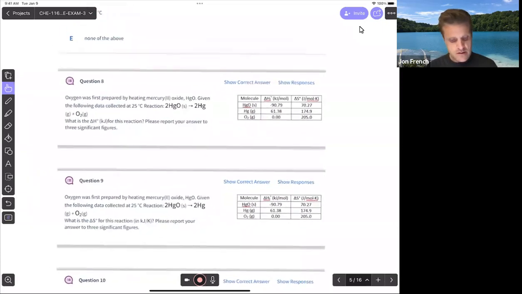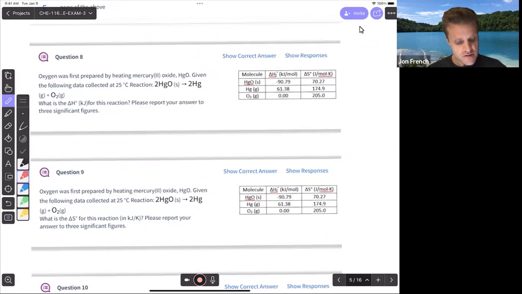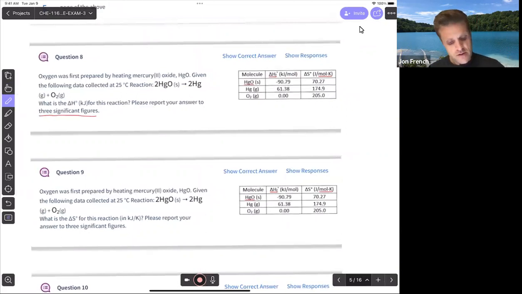Question 8, right? Definitely going to have a question like question 8. Question 9, all of these summation calculations. So question 8, what is the delta H for this reaction? Please report your answer to 3 significant figures. Right, so delta H equals the sum of how many moles and the delta H's of my products minus the sum of how many moles and the delta H's of my reactants.